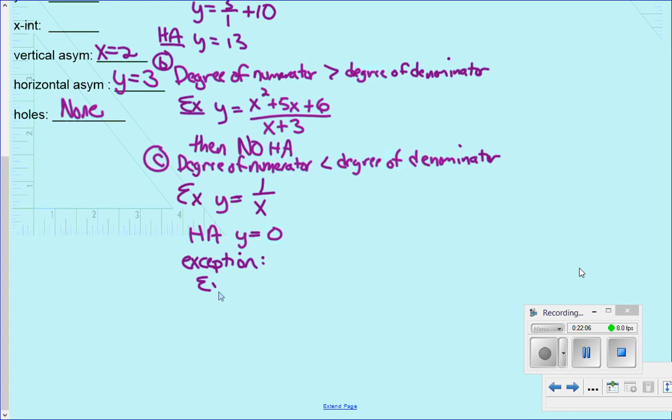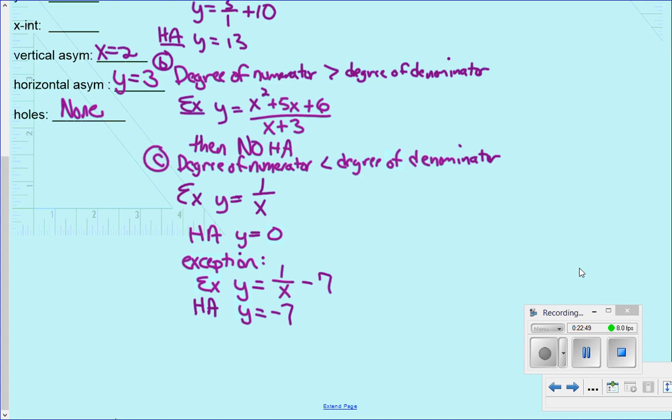So I'll give an example. If we have something like y equals 1 over x minus 7, then I still check the degrees. Degree 0 over degree 1, smaller numerator degree than denominator. So I would normally say y equals 0. But I'm recognizing the fact that that minus 7 means the entire graph, including the horizontal asymptote, which was at y equals 0, has been shifted down 7. So if it's been shifted from y equals 0 down 7, it is now at y equals negative 7. Okay, so that's the horizontal asymptote, is y equals negative 7.